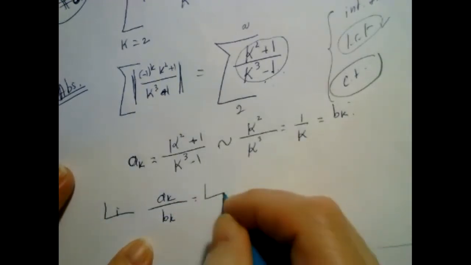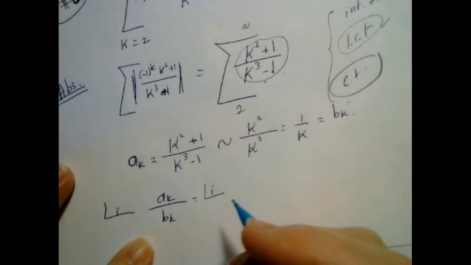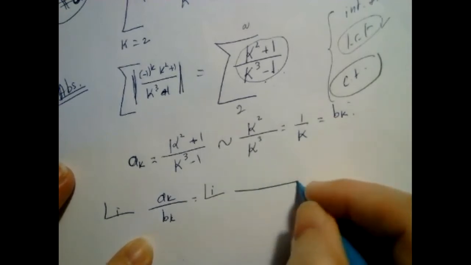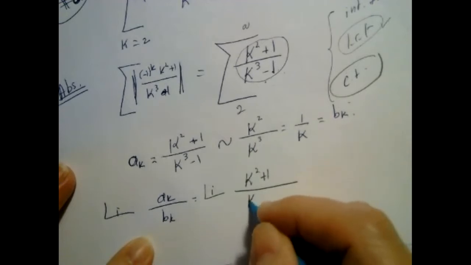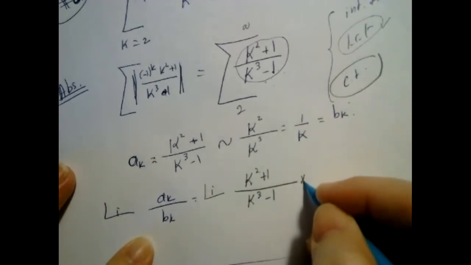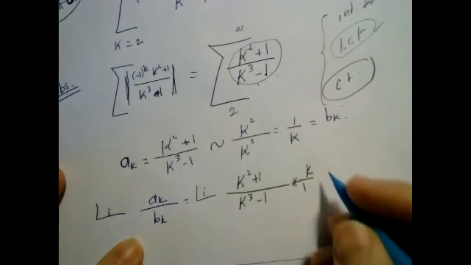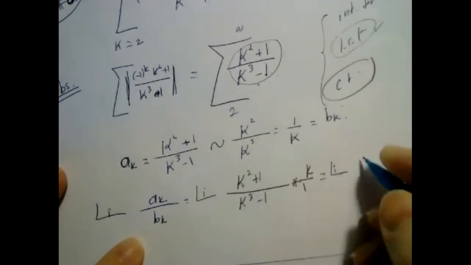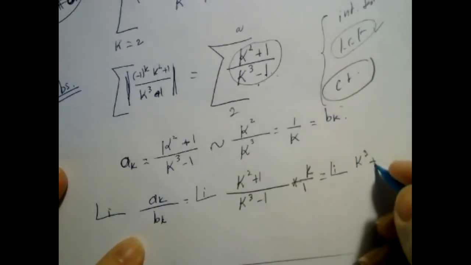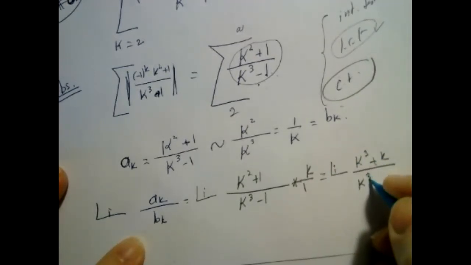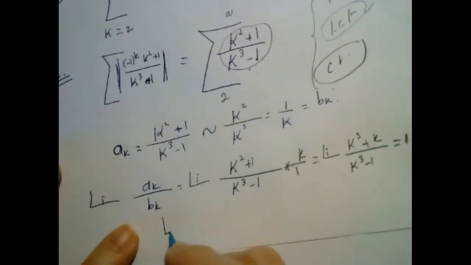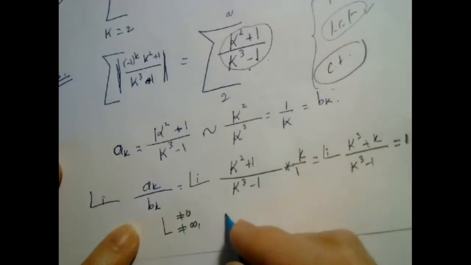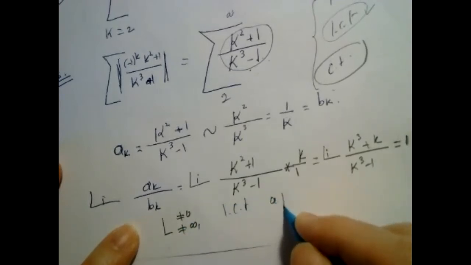So in this case, if I take the limit here and I do all the math, I'm going to have k squared plus 1 over k to the power 3 times k over 1. Now, if I do this, I will get basically the limit of k cubed plus k over k cubed minus 1, which is equal to 1. So now L is not 0, L is not infinity. Limit comparison test applicable.